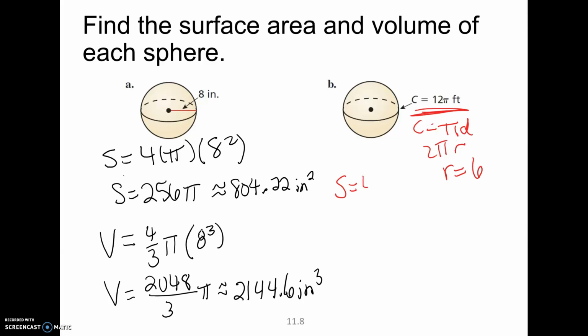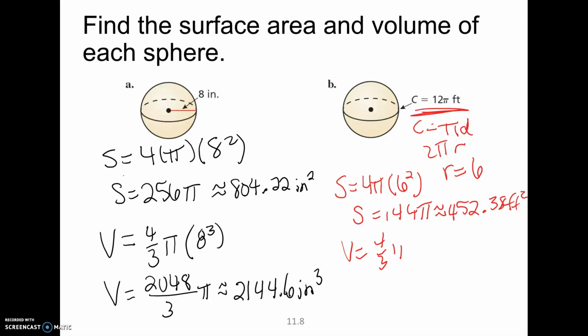And then we're going to do the same thing that we did on the last one. So we have 4 pi times our radius squared, which is 6 this time. Okay, that gets us 144 pi, which is about 452.38 feet squared. And our volume is 4/3 pi times that radius cubed. So our volume is 288 pi, which is approximately 904.75, and that's feet cubed.